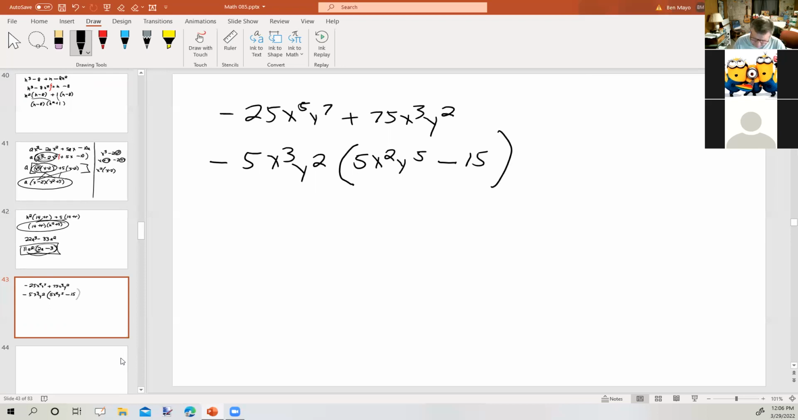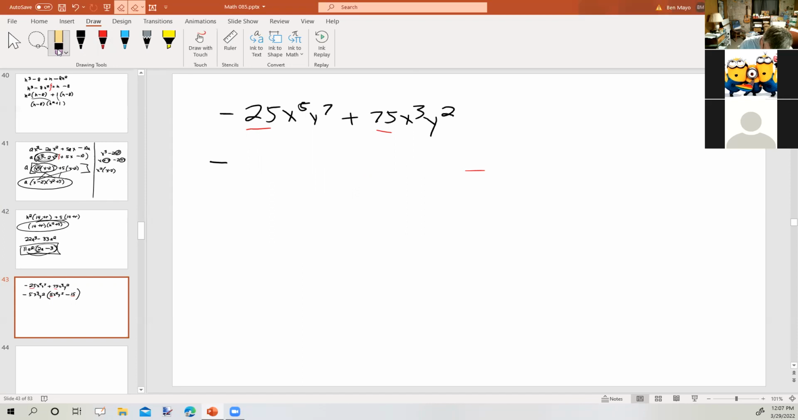Oh, but you know what? I missed something, didn't I? Because look, I can take a 5 out of that. So in fact, I could take out a minus 25, can't I? Yeah. So let's go back here and redo this. So this would be minus 25 x cubed y squared. So again, how did I know I'd missed something? Because what was left over in parentheses had a common factor that I should have taken out.